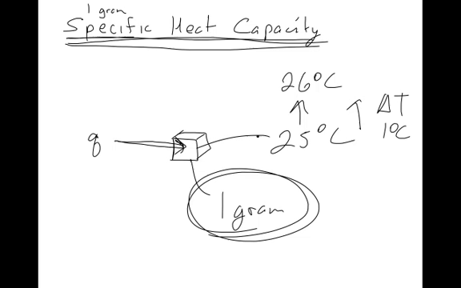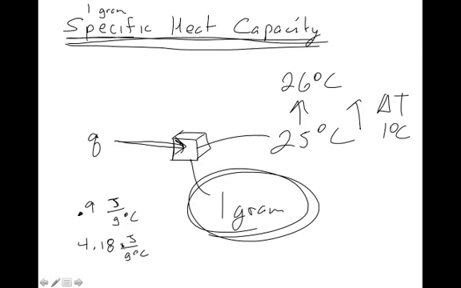For aluminum, it's 0.9 joules per gram degree Celsius. That would be the specific heat capacity of aluminum. So if I want to raise this by 1 degree, I need to add 0.9 joules of heat. Joules is a unit of energy. Water, on the other hand, has a heat capacity of 4.18 joules per gram degree Celsius. So if I have 1 gram of water and I want to raise its temperature by 1 degree, I need to add 4.18 joules of energy.